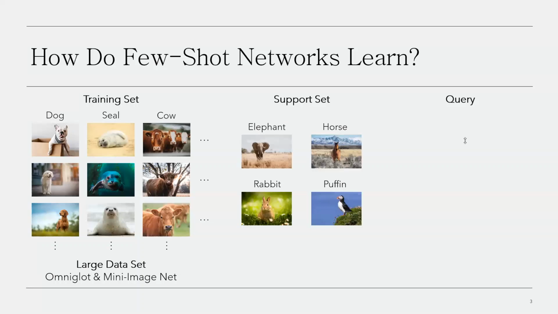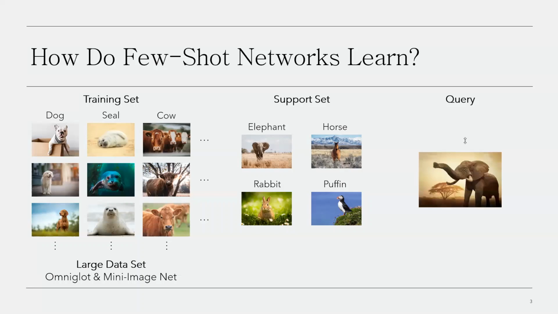Then we move on to the support set. These classes are distinct from the training set, so that means the model has not seen these images. If you look at the support set on the slide here, we have 4 classes: the elephant, horse, rabbit, and puffin classes. However, in the training set, we can see that none of these classes show up. In the training set, we have the dog, seal, and cow classes. And that is a key distinction, that the model in the support set shall not be trained on any of the images it will get in the training set.